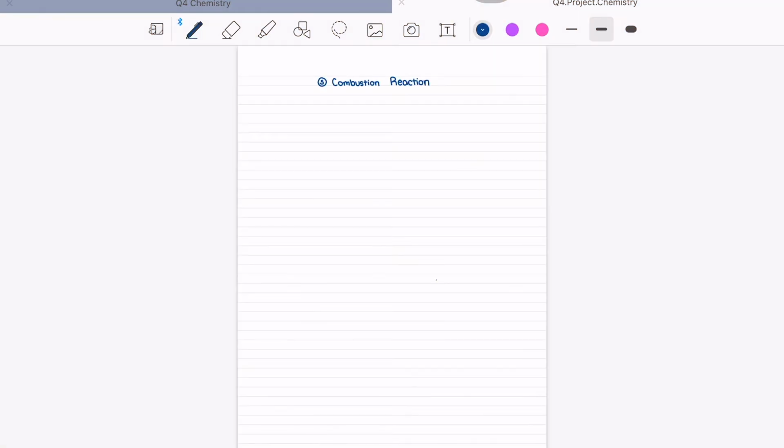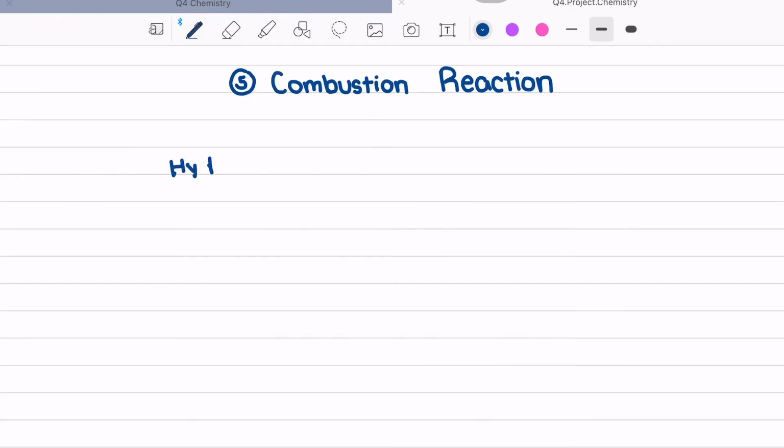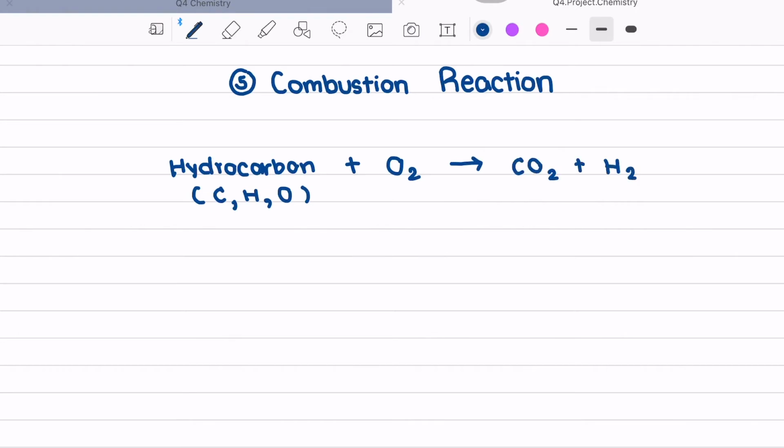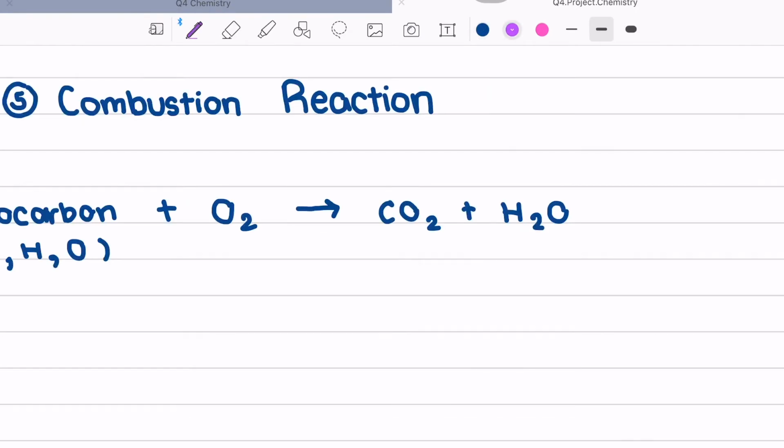And the last reaction is combustion reaction. In this reaction, hydrocarbon combines with oxygen, releasing a large amount of energy in the form of light and heat. So the formula is hydrocarbon combine with oxygen to produce CO2 plus H2O. If you see that the product is CO2 plus H2O, that is normal because it is complete reaction. But when you see that the product is only CO plus H2O, it means that it is incomplete reaction.